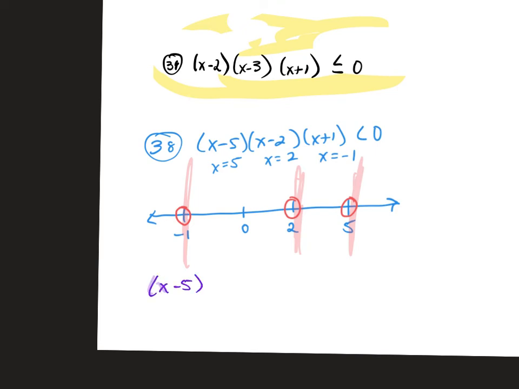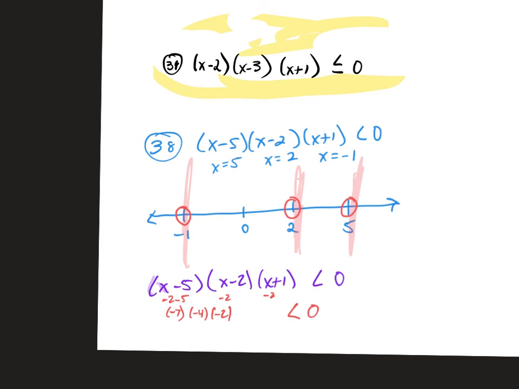(x minus 5)(x minus 2)(x plus 1). Is that number that I get less than 0? Pick a number to the left-hand side of negative 1. I'm going to pick negative 2. If I put negative 2 right here, negative 2 minus 5 gives me negative 7. Then I plug in negative 2: negative 2 minus 2 gives me negative 4. Then negative 2 plus 1 gives me negative 1. The numeric value doesn't really matter, because all we're doing is comparing it to 0.